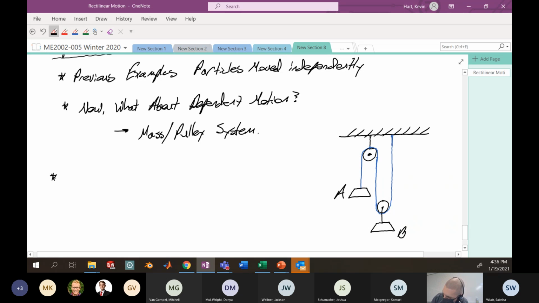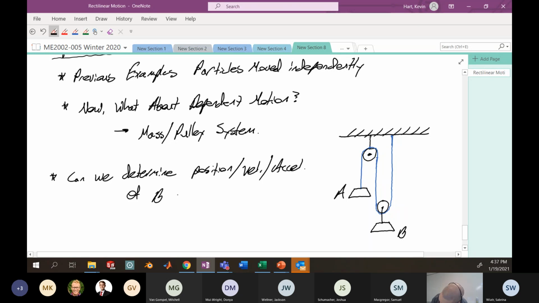So can we determine the position, velocity, and acceleration of B given info about A? And how might we do this?